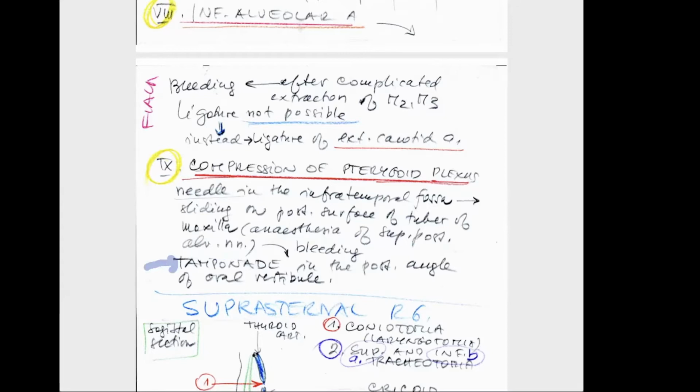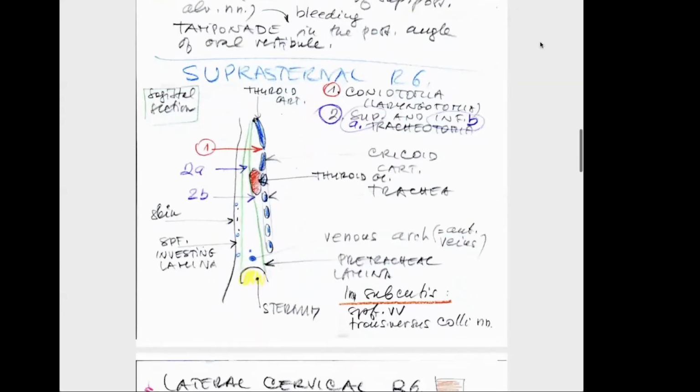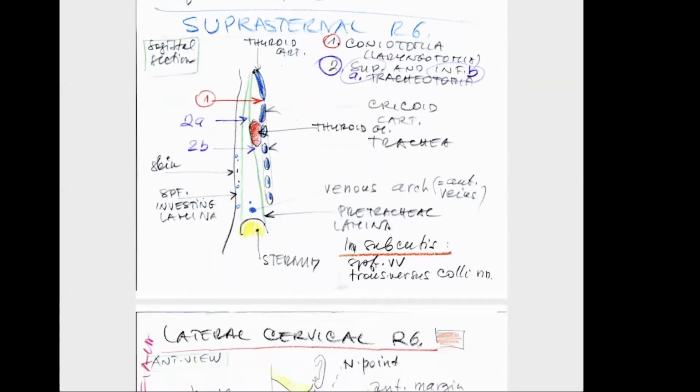So this is the information concerning the anatomical points where we can compress, or, if possible, also make a ligature of the arteries in case of bleeding. And then finally, the next area is the suprasternal region. As the name says, the suprasternal region, as we can see in this very simplified drawing.